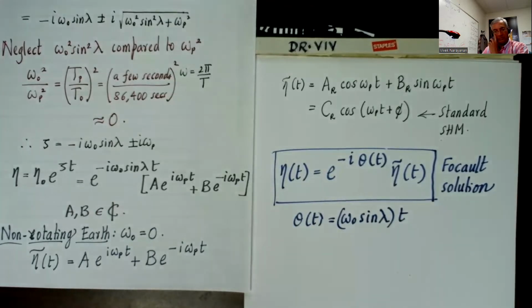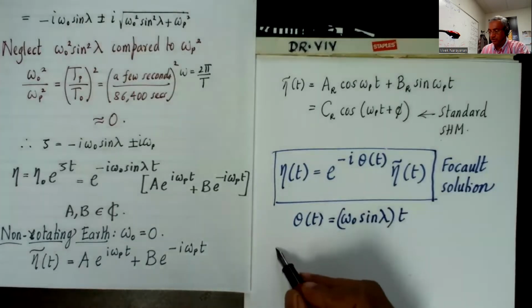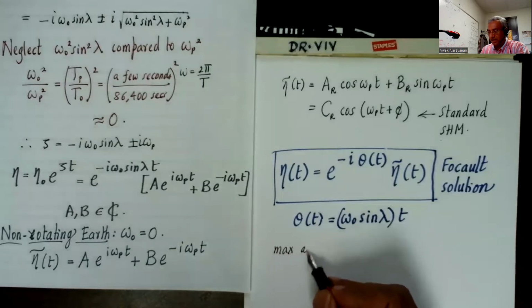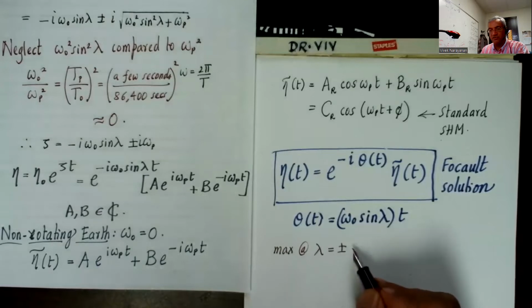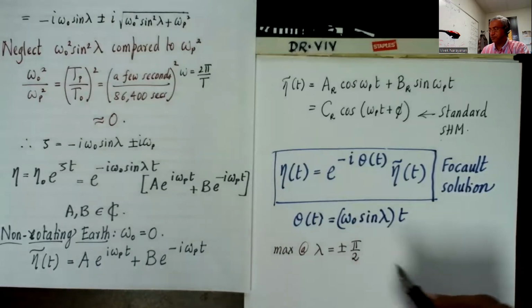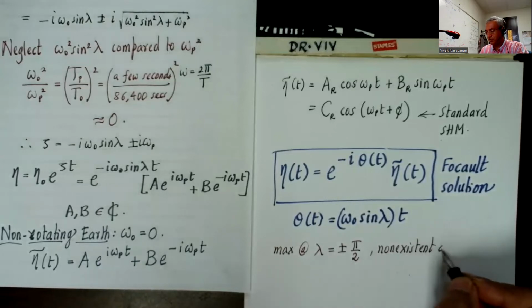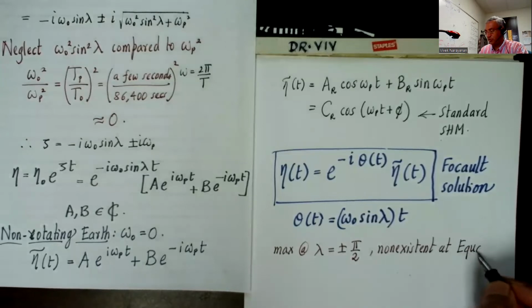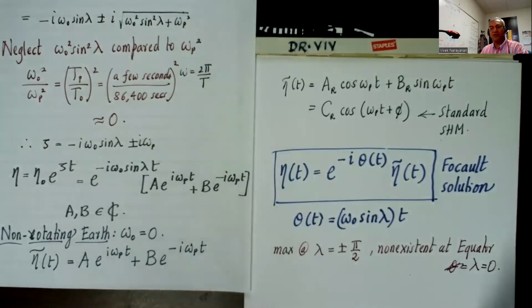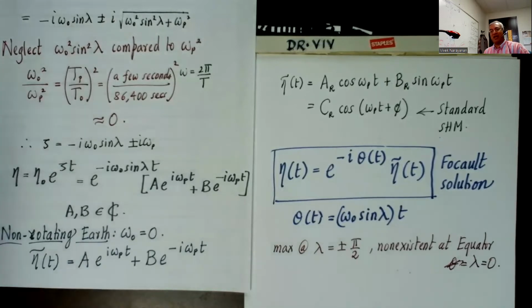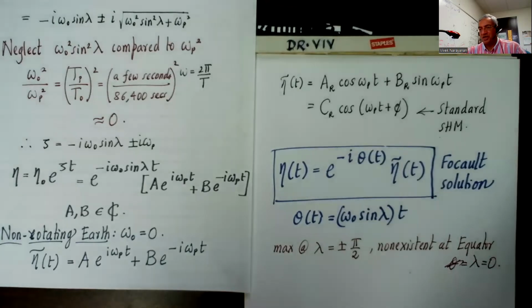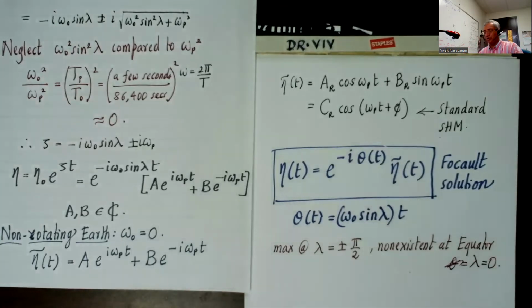So that's a really interesting solution. It shows you that the effect is actually maximized at the poles. So maximum at lambda equals plus or minus pi over 2. And it's non-existent at the equator. Because equator is lambda equals 0. So if you were an equatorial creature, you could possibly never have deduced that the Earth rotated by doing the Foucault pendulum experiment.